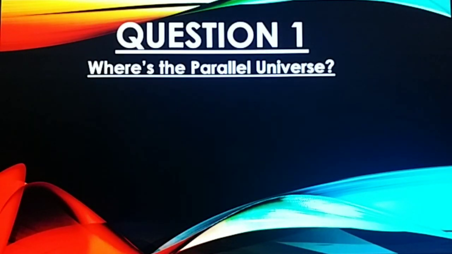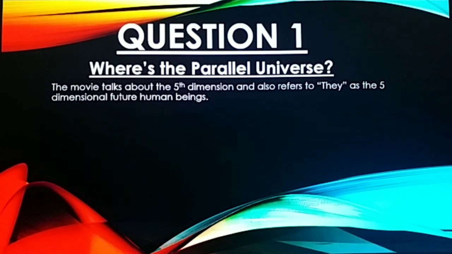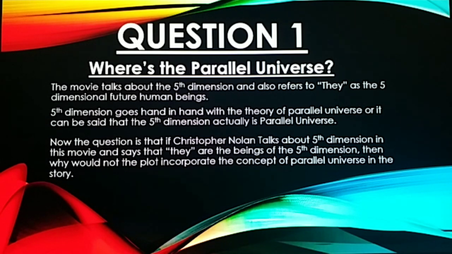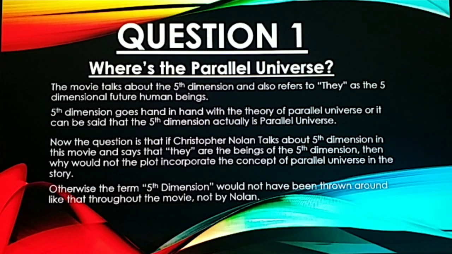So here you go. Question 1, where's the parallel universe? So the movie talks about the fifth dimension and also refers to them as the fifth dimensional future human beings. Now, a fifth dimension goes hand in hand with the theory of a parallel universe, or it can be said that the fifth dimension is actually a parallel universe. Now the question is, if Christopher Nolan talks about the fifth dimension in this movie and says that they are the beings of the fifth dimension, then why would the plot not incorporate the concept of a parallel universe in the story? I mean, otherwise, the term fifth dimension would not have been thrown around like that throughout the movie by Nolan.